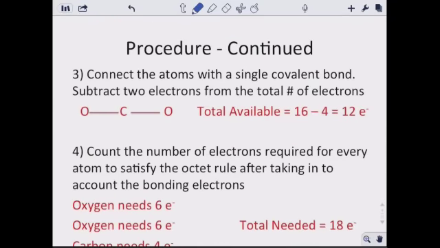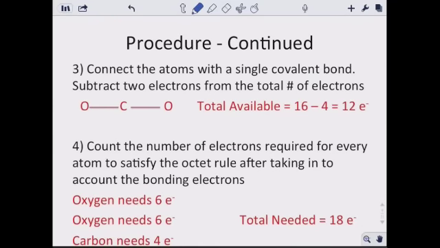So after this, what we do is we connect the atoms with a single covalent bond and subtract 2 electrons from the total number of electrons. So we make one single bond right here and one single bond right there. So we made 2 single bonds. That represents 2 electrons, and that represents 2 electrons. So now we had 16 to work with. We subtract 4, and we get a total of 12 left.